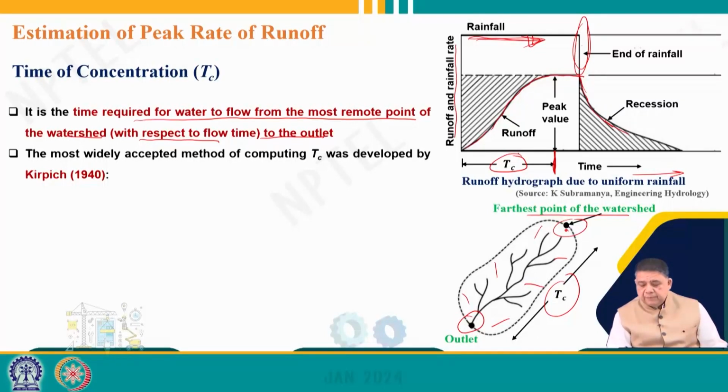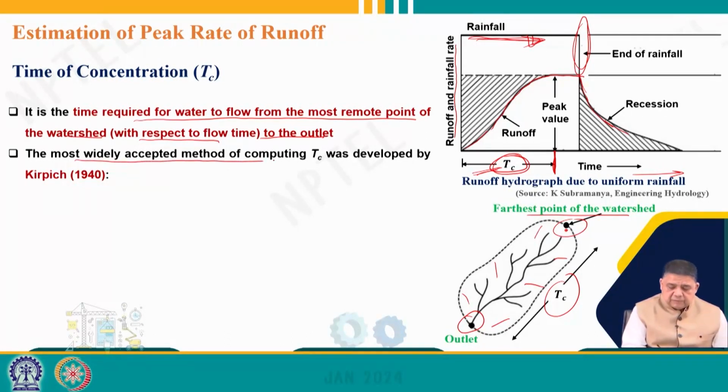So, that is why when the rainfall duration is greater than Tc, it is expected that the peak value of runoff will be generated, and that is why the assumption is that I should have a duration at least equal to the time of concentration. Now, in this entire exercise, time of concentration is a very important parameter, and there are several methods for determining it. The most widely accepted method of computing Tc was developed by Kirpich in 1940.